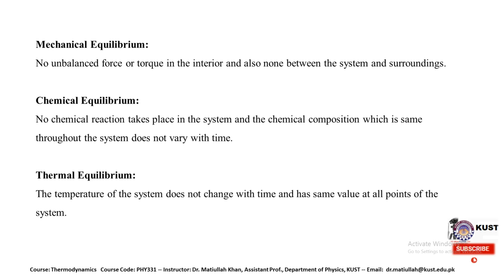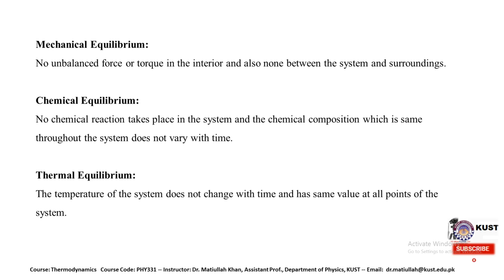In some cases, we have endothermic or exothermic reactions, in which a chemical reaction occurs and heat is produced or absorbed while the reaction is going on. So this is not considered a chemical equilibrium. When there is no more chemical reaction taking place in the system, and the system is stable with respect to chemical reaction, it's called chemical equilibrium. And the third one is the thermal equilibrium.